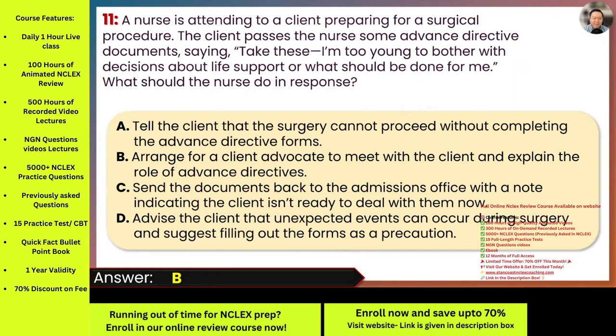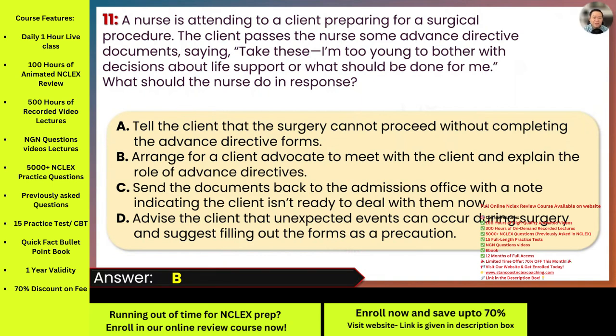Now, why is letter A incorrect? Well, take note that advance directives are optional. They are not mandatory. A patient can have surgery without completing this document. And so this response is incorrect and also misleading, which damages trust in the healthcare providers. What you should do instead is to offer education. Don't offer ultimatums, because patients have the right to decide whether to complete these forms.